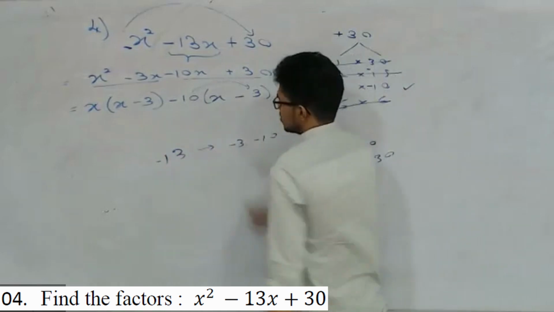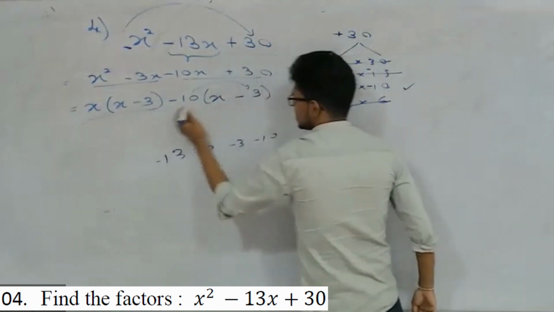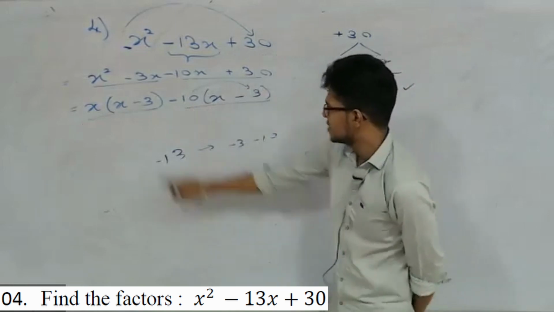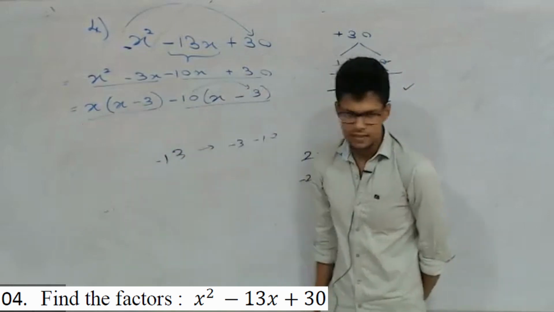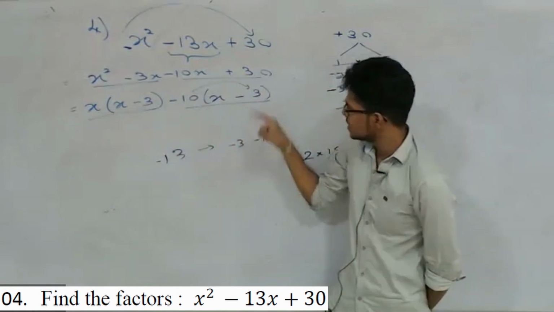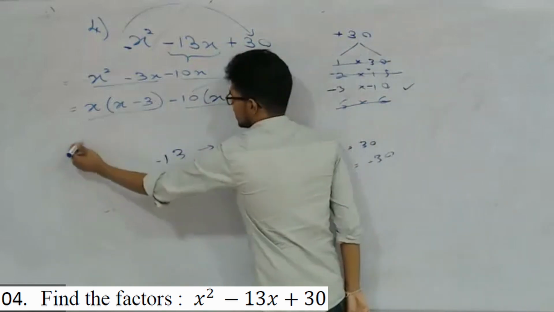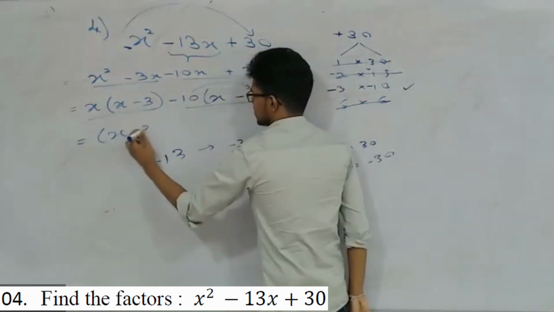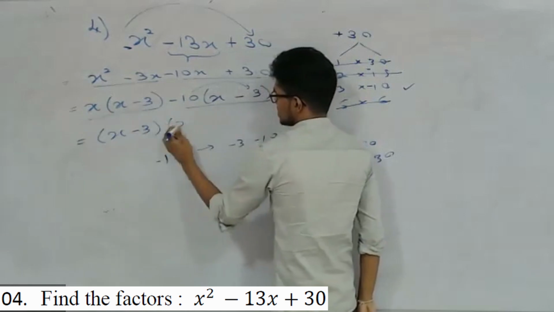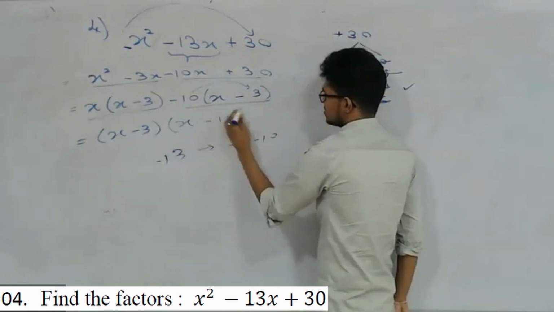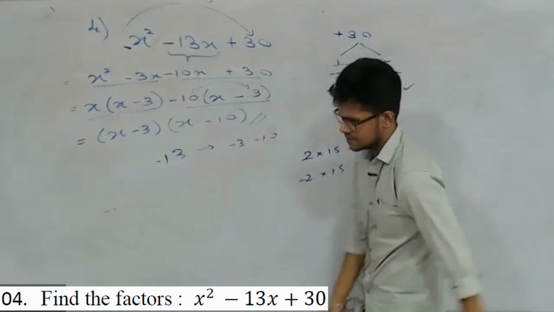Then what can you do? Again, now consider these 2 things. Here you can see what is common. x minus 3 is common, right? He also has x minus 3. So take x minus 3 out. When you take x minus 3 out, here x is remaining, here minus 10 is remaining. This is how you factorize.